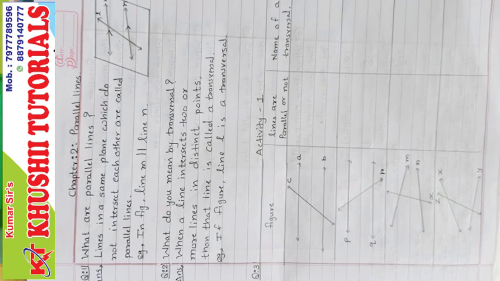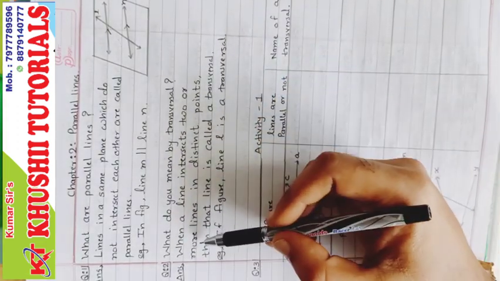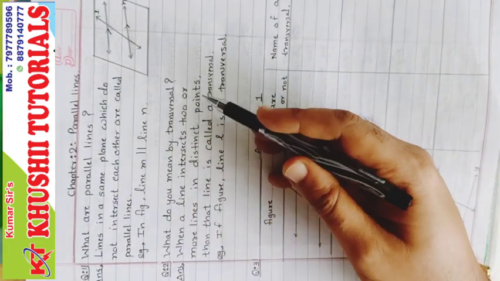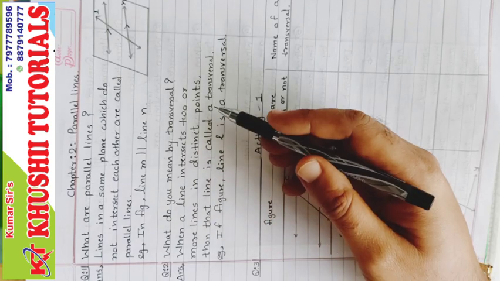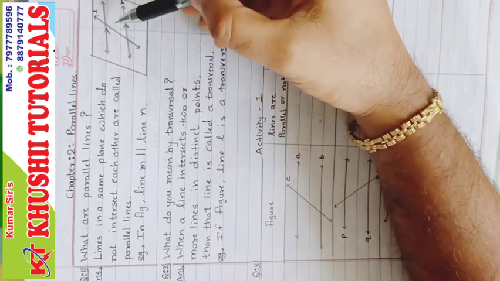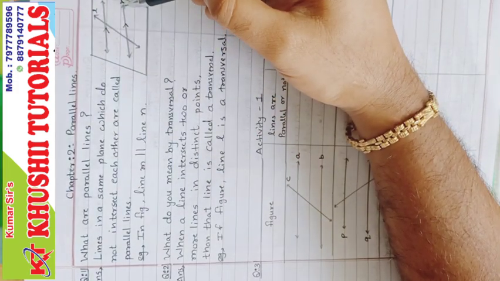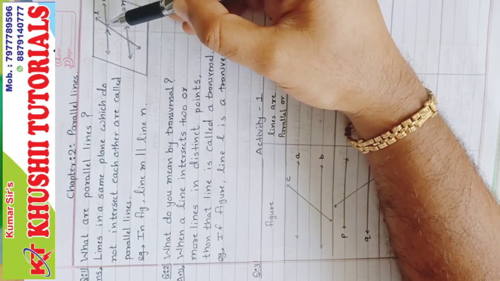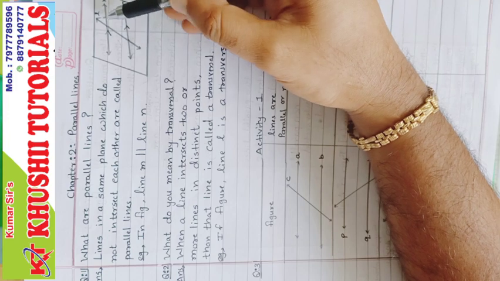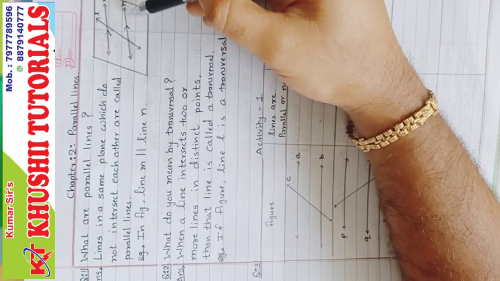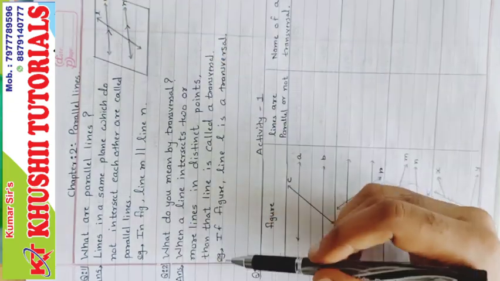What do you mean by transversal? When a line intersects two or more lines at distinct points, then that line is called a transversal. Right? Here line L is intersecting line M and line N at two distinct points, the first point and the second point. So line L is a transversal.